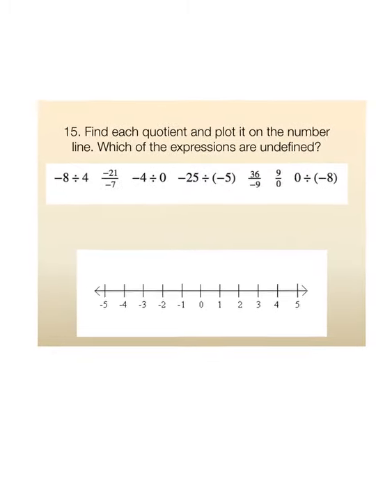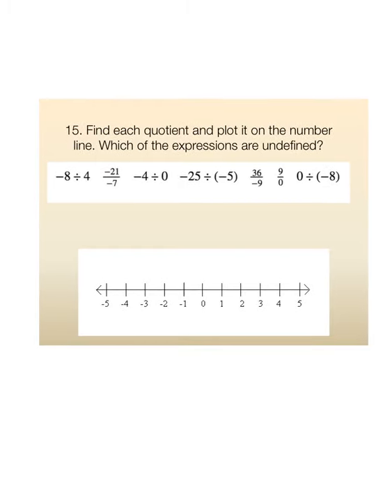In 15, it says find each quotient and plot it on the number line. Which of the expressions are undefined? Okay, we're not going to do the number line part. I would just like for you to solve each one of these. See what you get. So if you do negative 8 divided by 4, you're going to get a negative 2. A negative 21 divided by a negative 7 gives us a positive 3. Negative 4 divided by 0, you can never divide by 0.